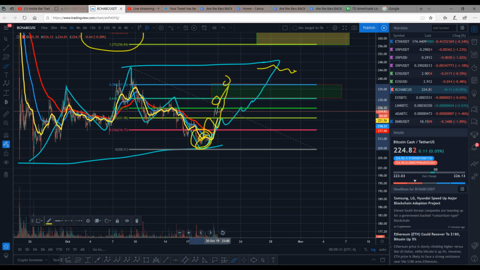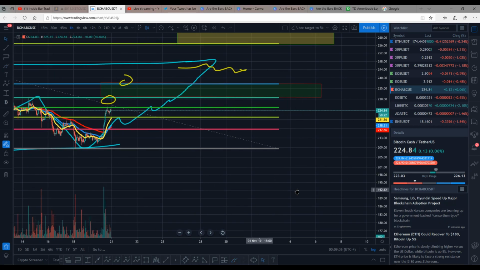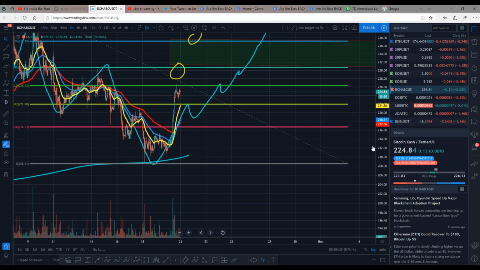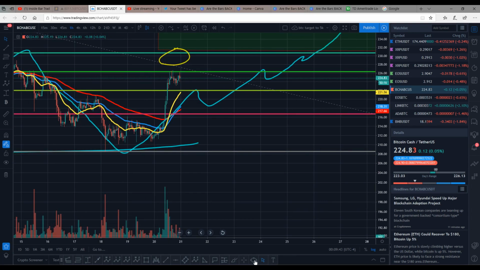But we're getting rejected from the 50% pullback. We're double tapping. This double tap might not mean a lot. I don't trade Bitcoin Cash, but it could mean a flat correction. You can see in this area you could make this move. But if I was trading Bitcoin Cash and we make another flat correction in this area, I would get out.